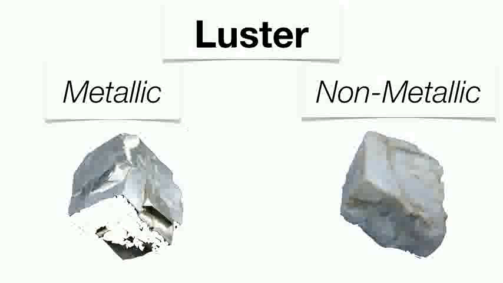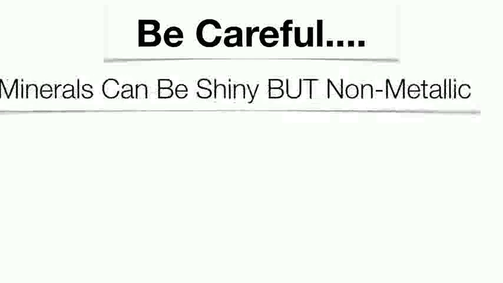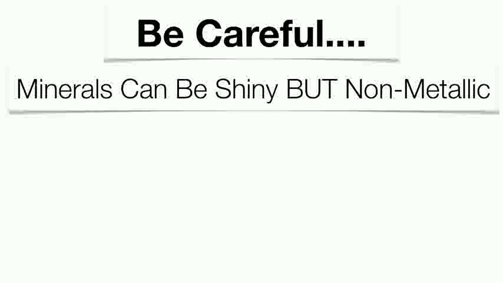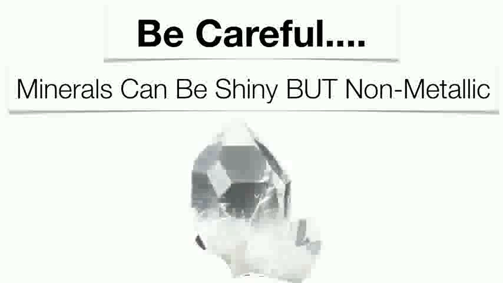Here's some feldspar that does not look like a piece of metal. So it's very important to identify the difference between the two. Just be careful though, because many times students will describe a metallic luster as being shiny. You can have shiny minerals that are not metallic. This piece of quartz, for instance, is very, very shiny, but it is non-metallic. It's very important to know the difference between the two.